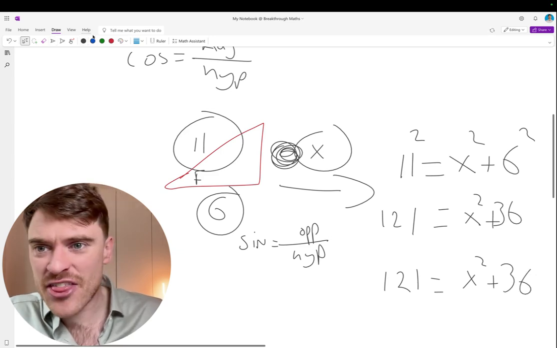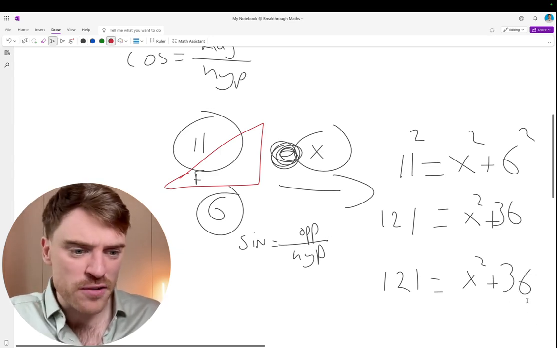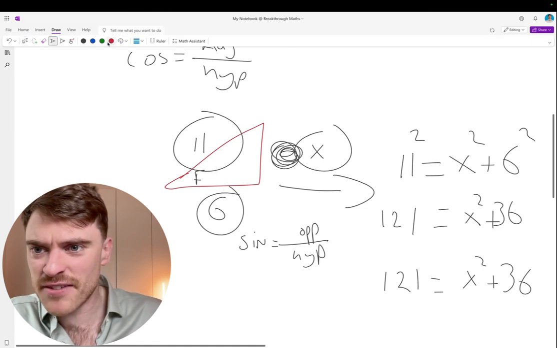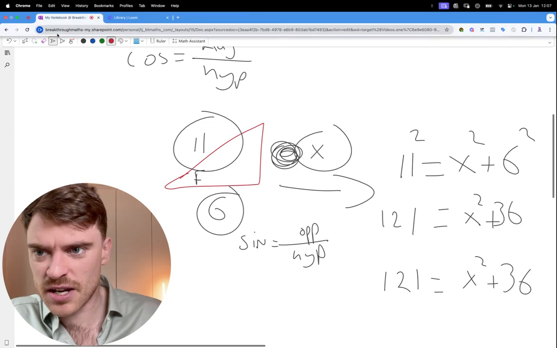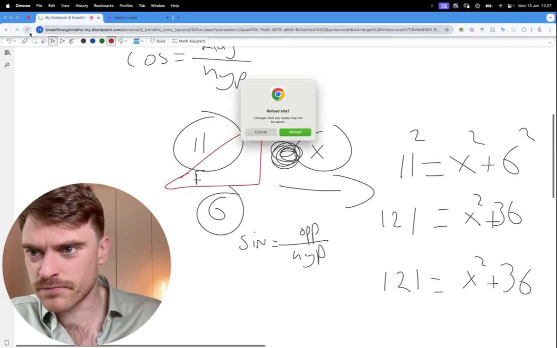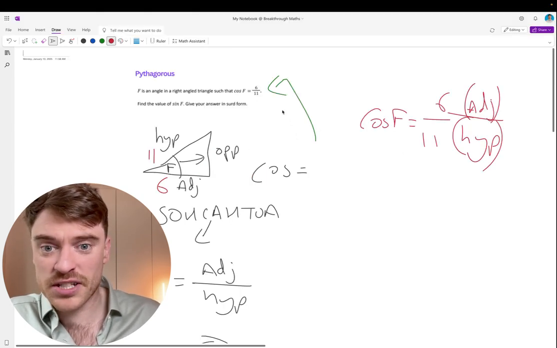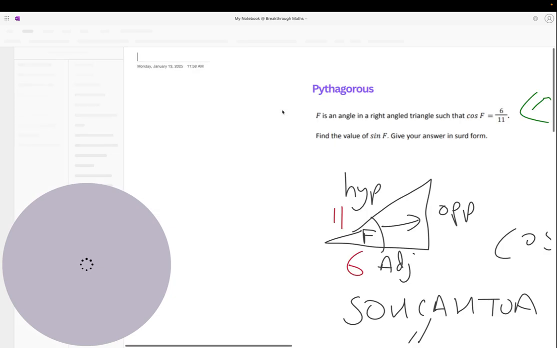So 121 is equal to x squared plus 36. You're going to bring that 36 over, aren't you? Bring it over to the other side. Get rid of it.